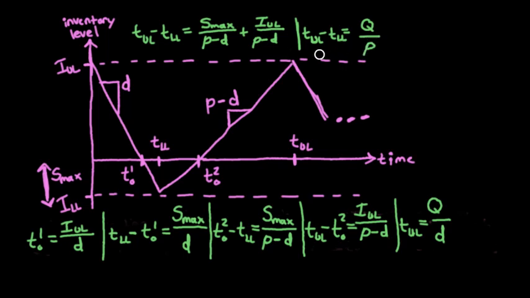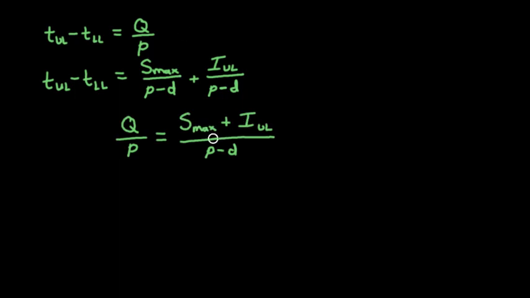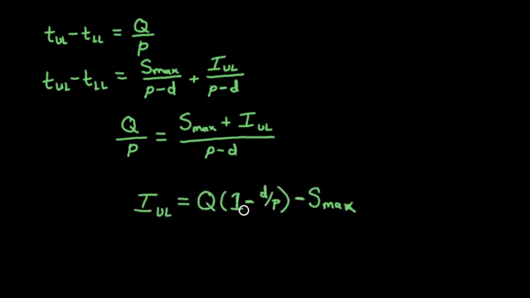And you may not notice this right away, but we can start to eliminate IUL. We want to replace it with S max, because there are a lot of variables, and if we can take one out, then it will certainly help. So here are the two ways that we could write the time between the two limits. We'll simplify a little bit over here and set them equal to each other. And then if you solve for IUL, which isn't hard, it's just a little bit of algebra, you get Q times the quantity of 1 minus D over P minus S max. All right, enough about times for now. Let's start calculating some costs.